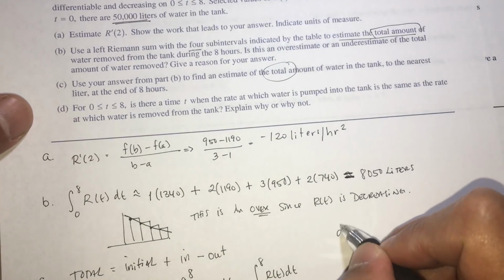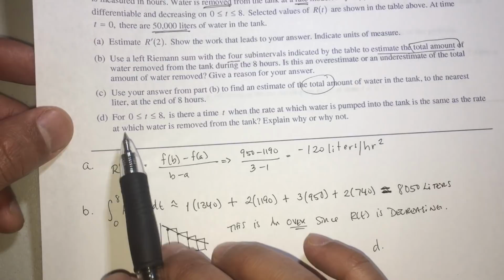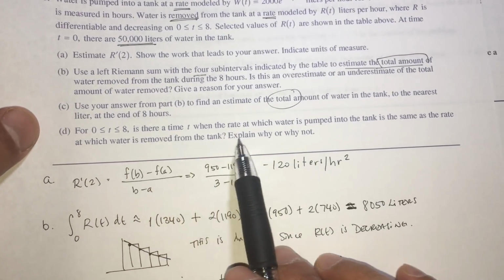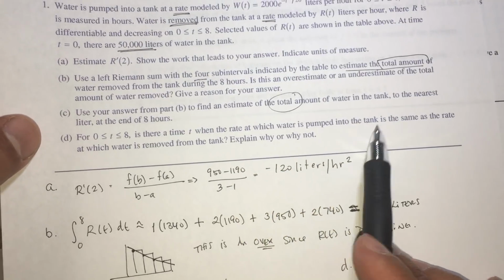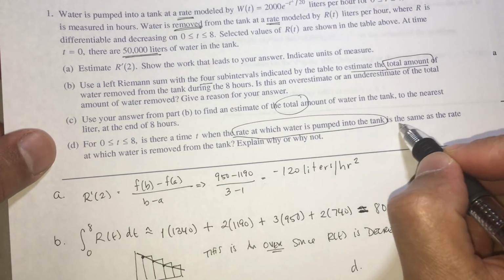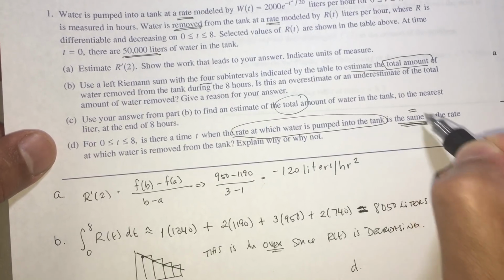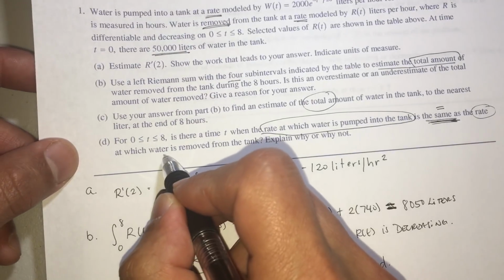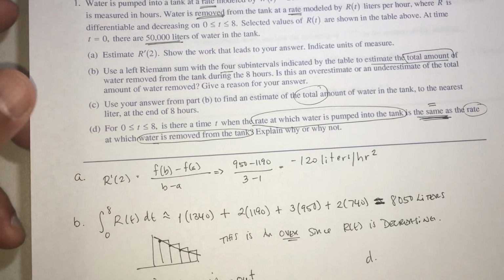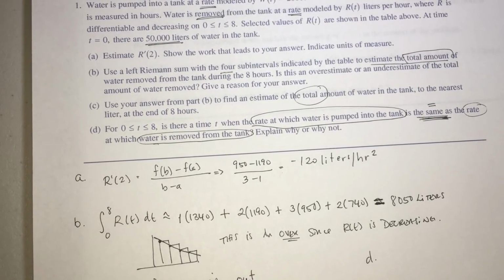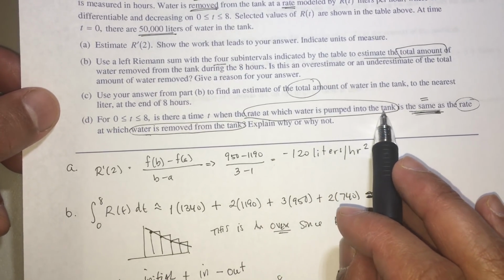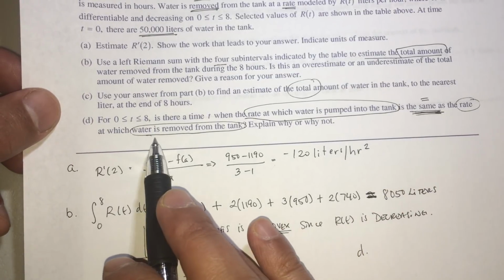Okay, let's go ahead and do the last part, guys. Part D. For the time interval between 0 and 8, is there a time t when the rate at which the water is pumped into the tank is the same, that means equal, to the rate at which the water is removed from the tank? Now, yes, part D's are always going to be the tougher ones, but think about it. We're visual. The rate at which the water is pumped into the tank is going to be the same as the water removed from the tank.